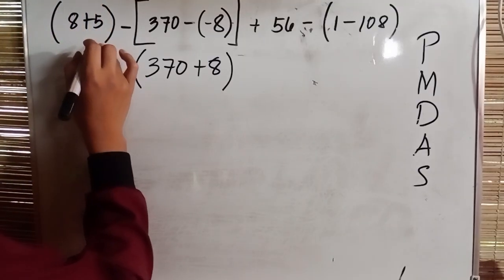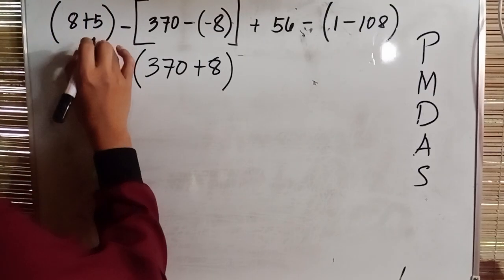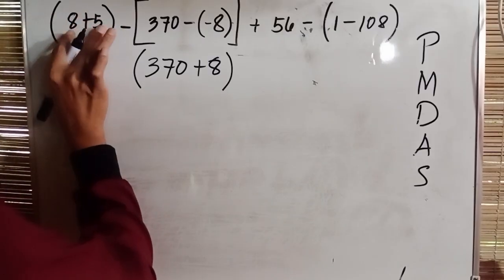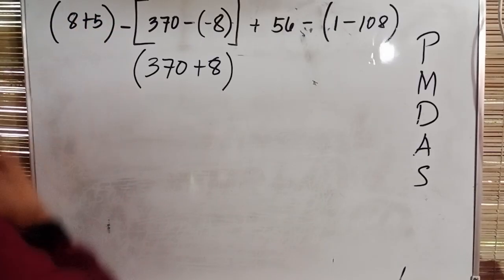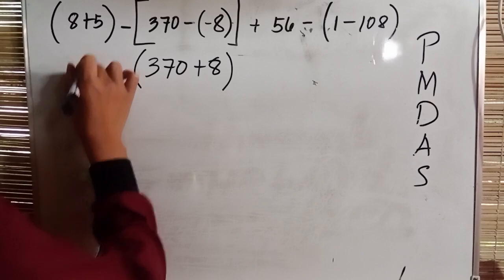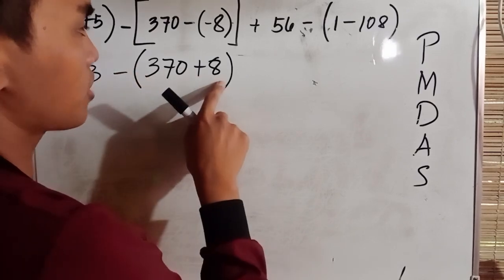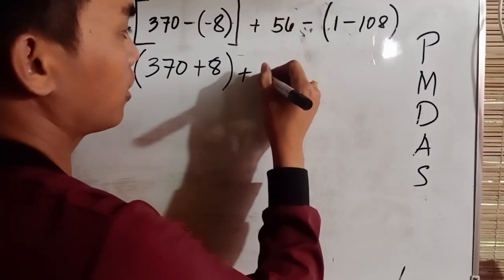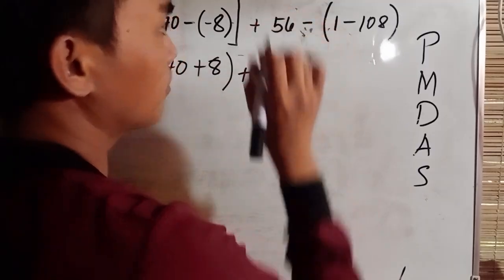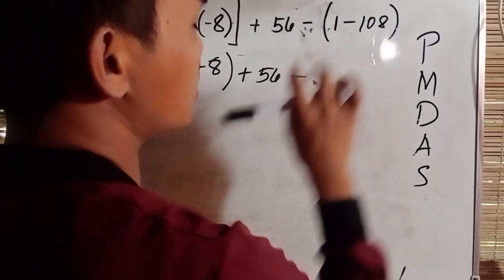We have still a parentheses. We have quantity 8 plus 5. So we perform operations inside of this parentheses to remove this one. We have 8 plus 5, 13, then minus quantity 370 plus 8, copy, and then 56, copy, and then minus, copy.